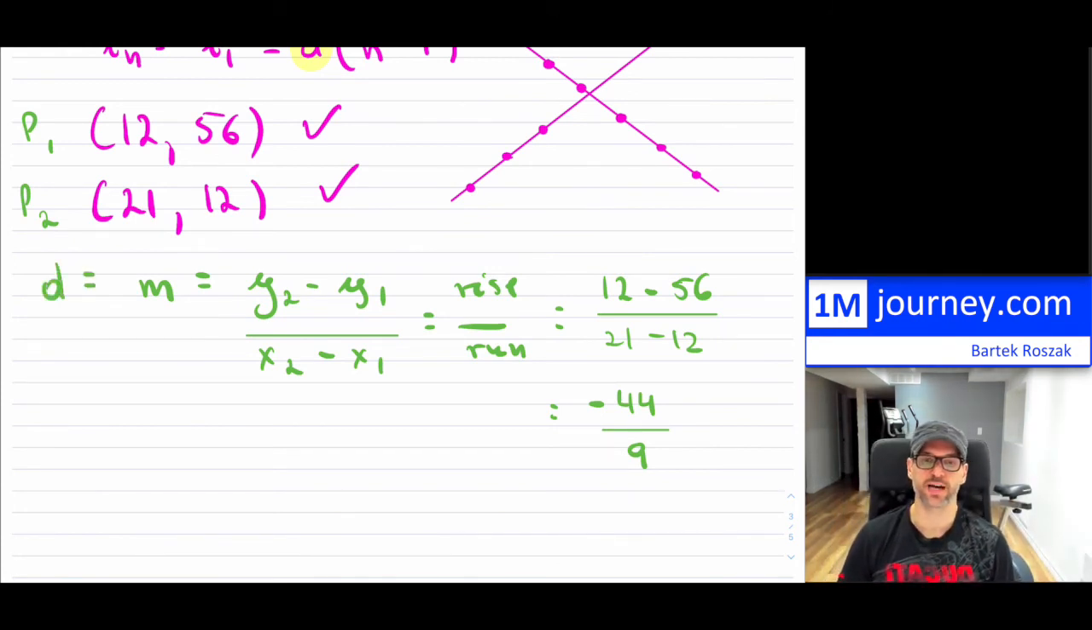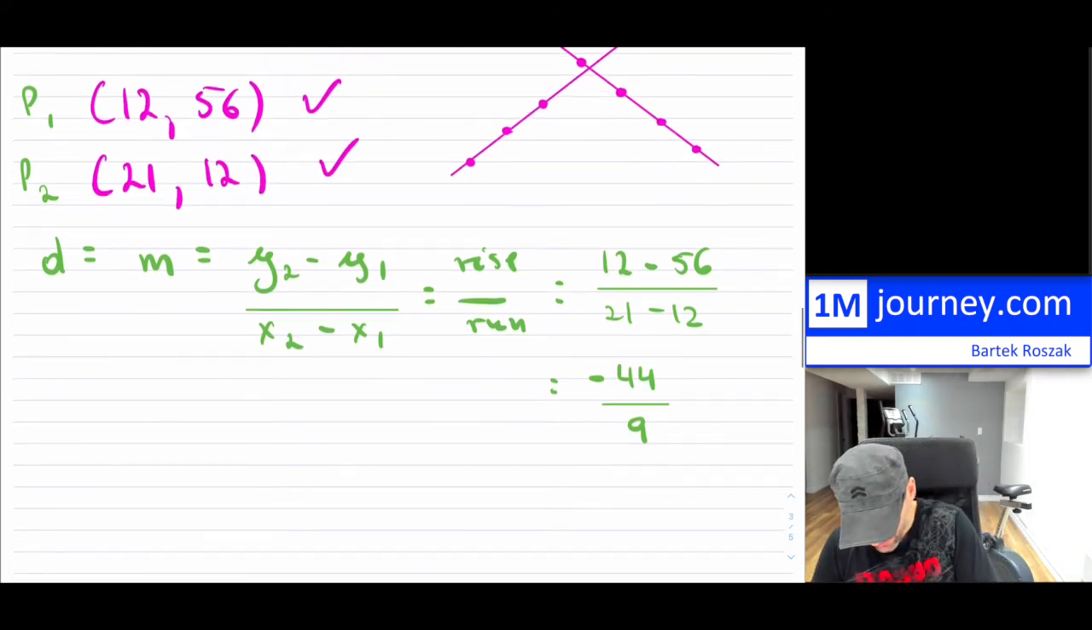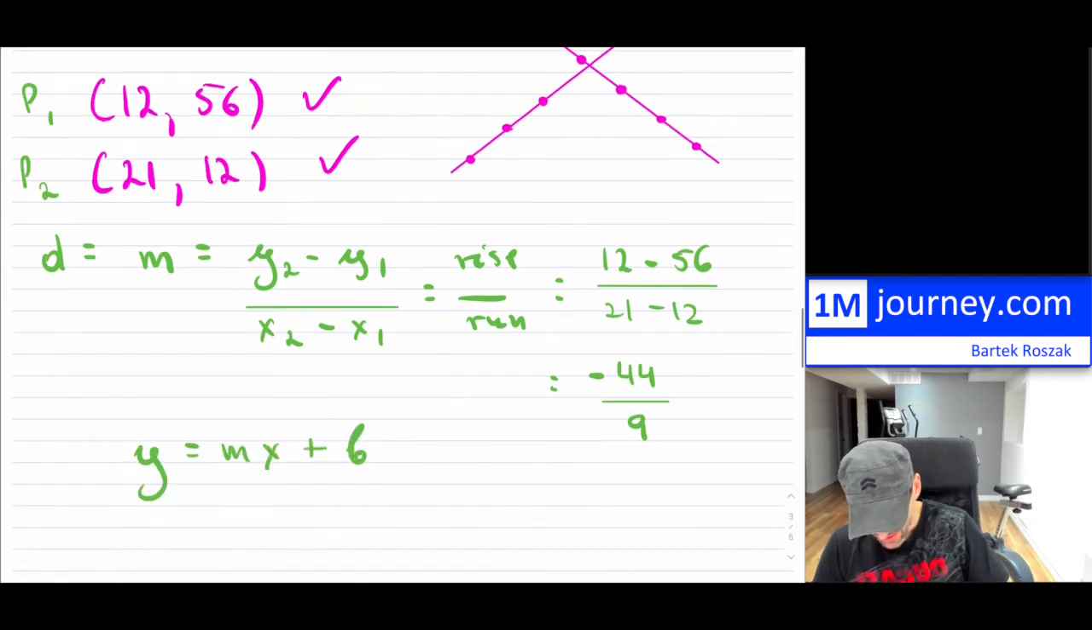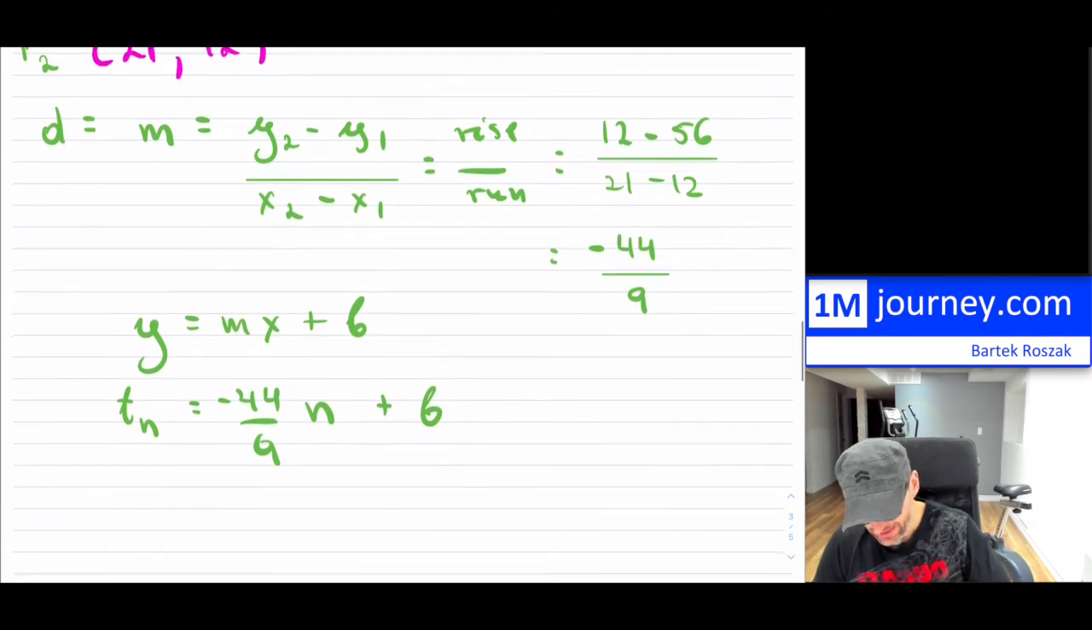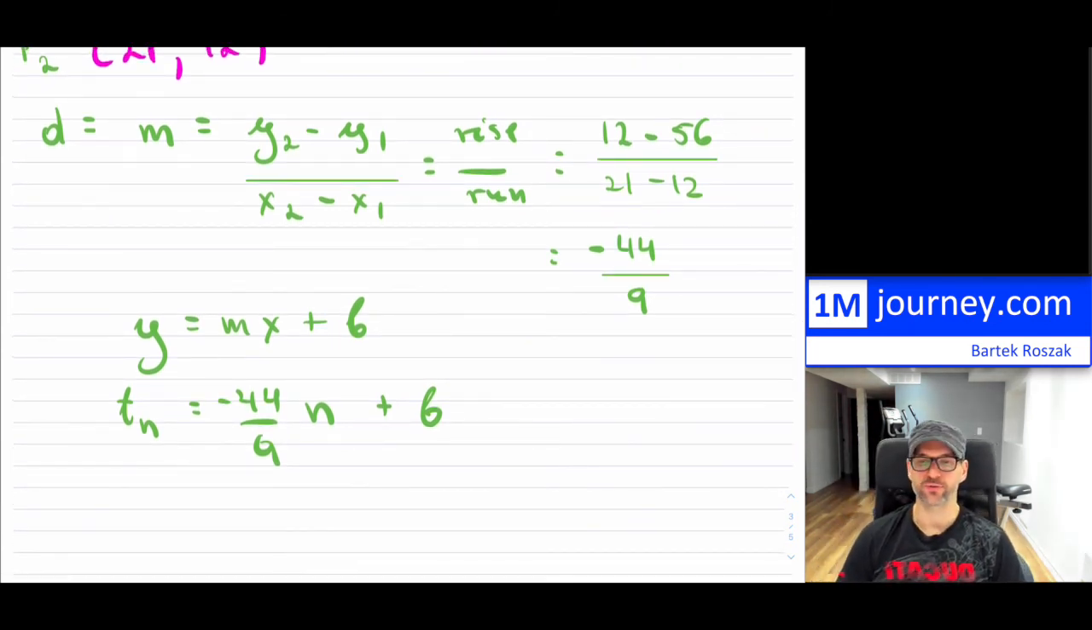So remember, that's what that would be. That's the difference within. So now if I know my difference, and again, I'm going to write it as a line, y is equal to mx plus b. So I have m, which is negative 44 over 9. This x, really, that's your n. Your slope we know. The y-intercept we still don't know. And then this y really is just Tn. So that's your n, whatever we have.